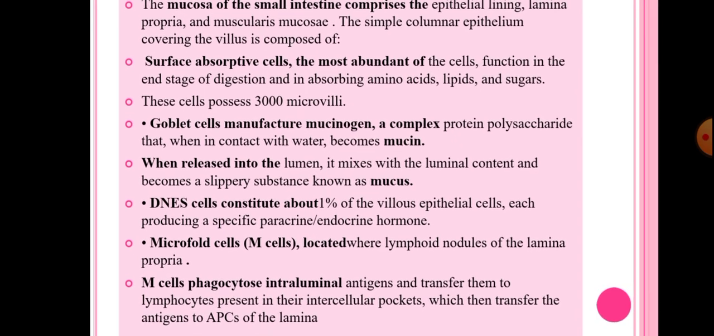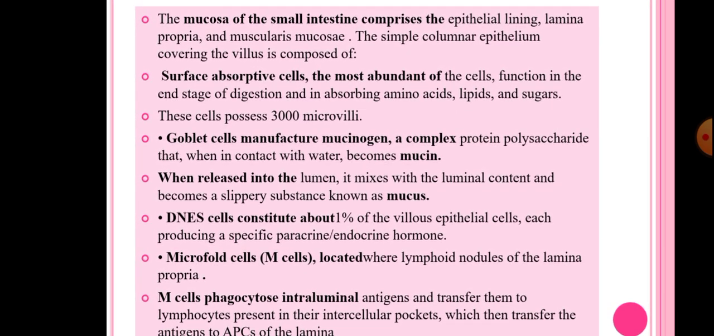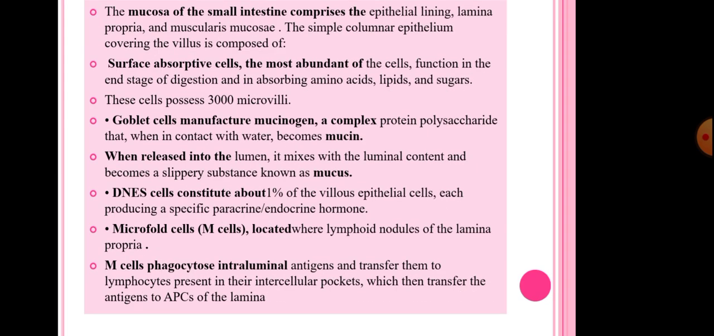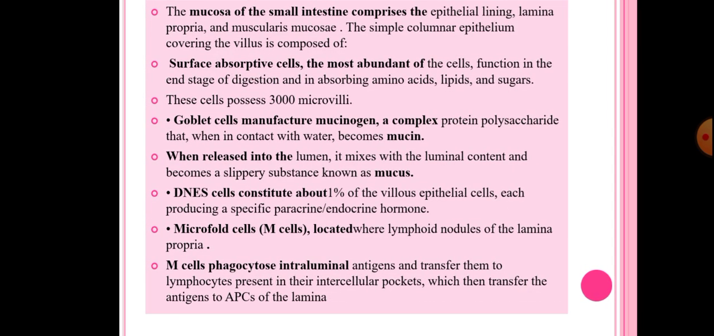There are goblet cells, specialized cells present in the deeper crypts of Lieberkühn, which secrete the mucin. This mucin, when released into the lumen of the duodenum, gets mixed with water and forms a slippery substance called mucus, which helps the movement of the food without any friction, because the food has to travel a long 7 centimeter tube. So without any friction it should be passed, so the mucus makes the surface slippery, so that food, that is the chyme, can be easily passed through that lining.